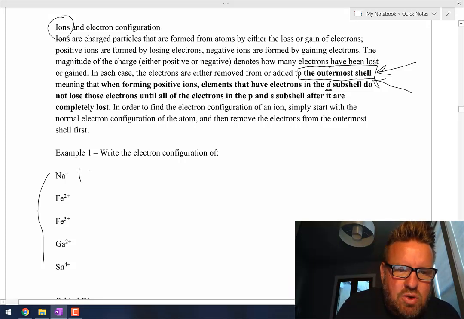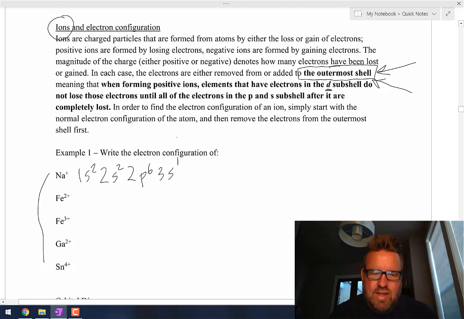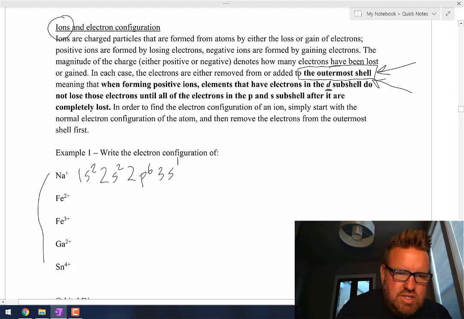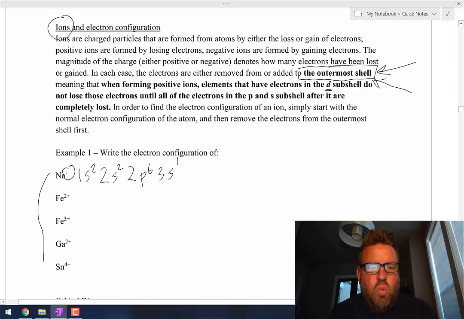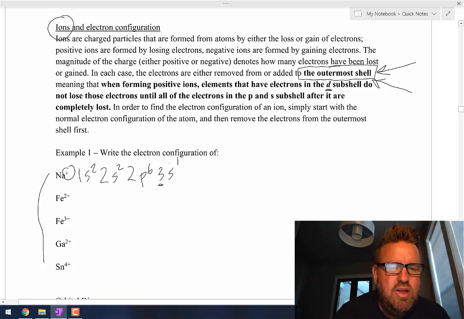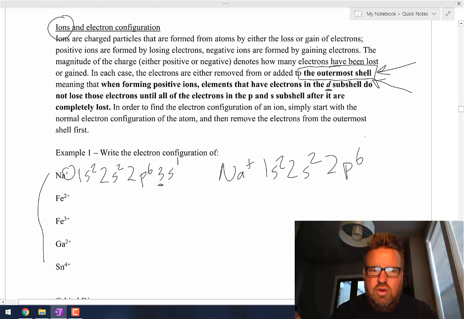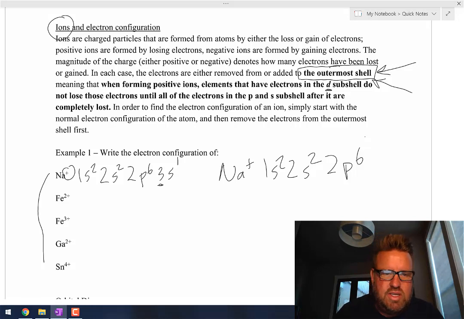So for example, sodium is 1s2, 2s2, 2p6, 3s1. That's normal sodium. But if it's sodium plus, it means I have to take one electron away. What electrons are in the farthest shell from the nucleus? Well, certainly the third shell is the farthest one. So for Na plus, it's just 1s2, 2s2, 2p6, and that's it. Don't include that 3s. Don't put 3s0. Just write it as 1s2, 2s2, 2p6.